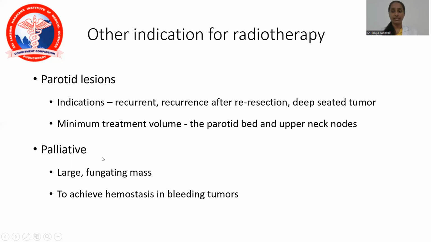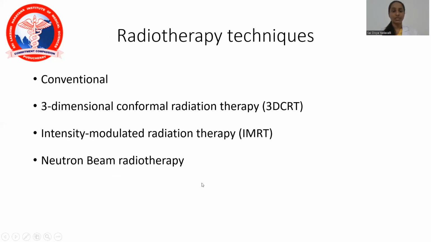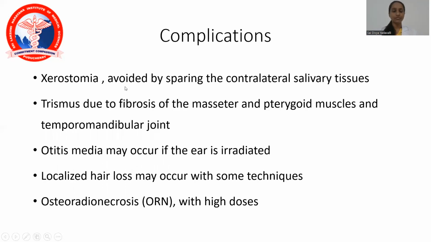Radiotherapy may also be indicated as a palliative measure in large fungating masses or to achieve hemostasis in bleeding tumors. Techniques of radiation therapy can be conventional, three-dimensional conformal radiotherapy, intensity-modulated radiation therapy, or neutron beam radiotherapy. IMRT and neutron beam radiotherapy are newer techniques that are now used, which have lesser complications than the conventional technique.